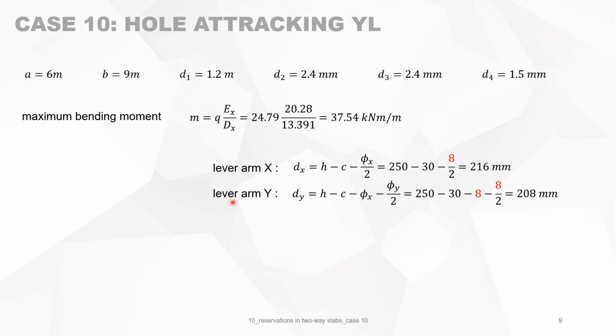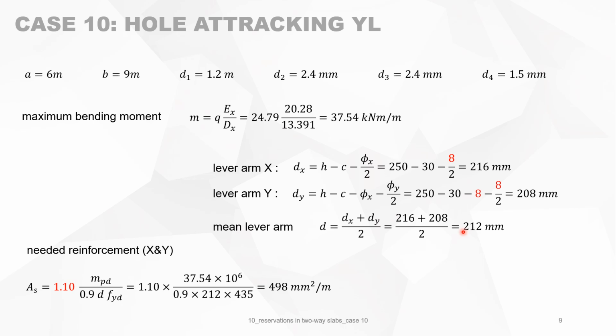The lever arm in the other direction, the second layer of reinforcement in the other direction, is 208. And the mean lever arm is 212 millimeters. So the needed reinforcement is the bending moment divided by the lever arm and the yield strength of the steel, and augmented by 10% because we are in a per bound situation.